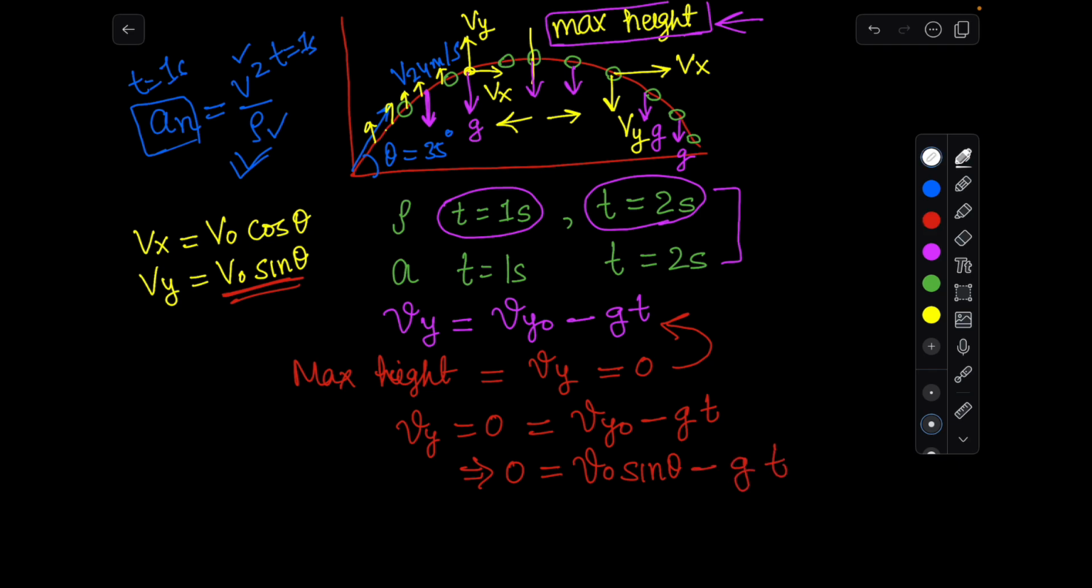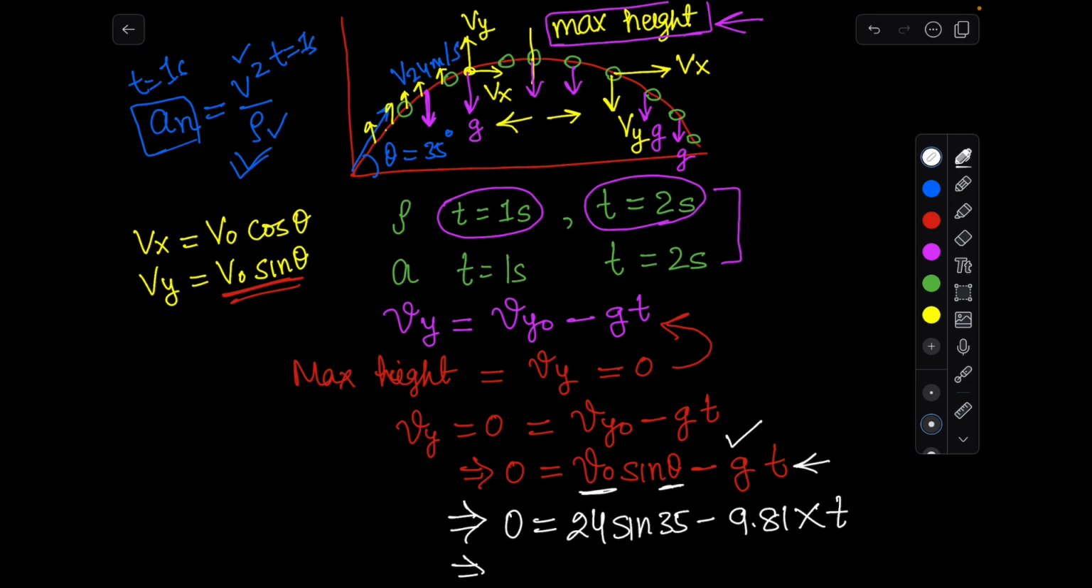Now in this equation you can see that V naught is given to us, theta is given to us, we know the g, we can find t. So let's put the values here. 0 is equal to V naught, which is 24, sine 35, g is 9.81 multiplied by t.